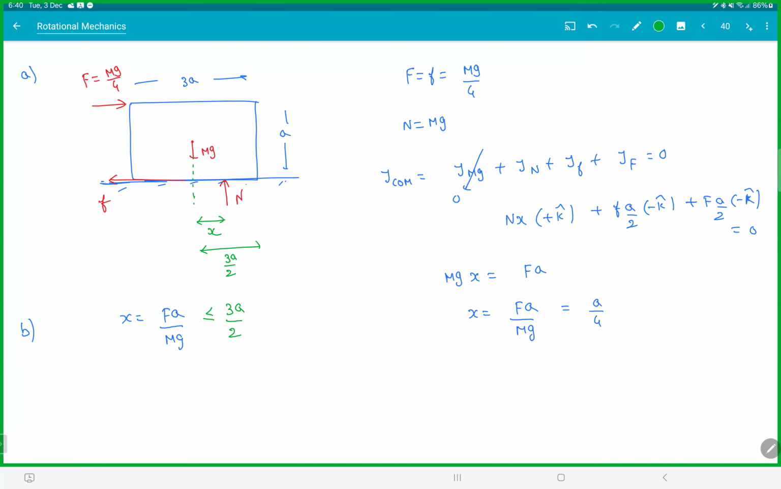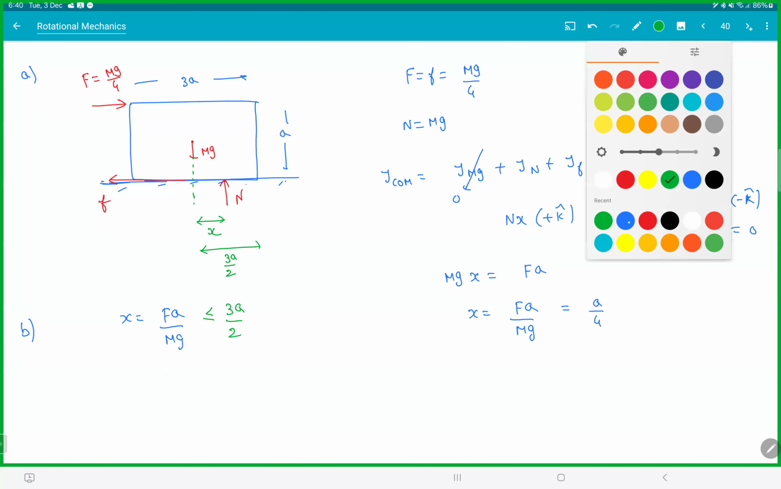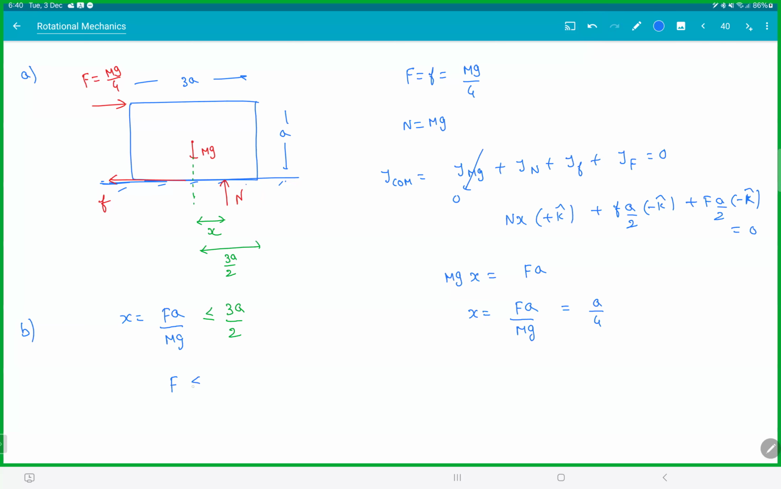That x will keep increasing, but there's a limit. You can't exceed 3a by 2. So you will get F must be less than or equal to 3mg by 2. There. So the maximum force is 3mg by 2. Right, Ishana? You got it. So if you apply 3mg by 2, the block is on the verge of toppling. Anything more, it will roll over.